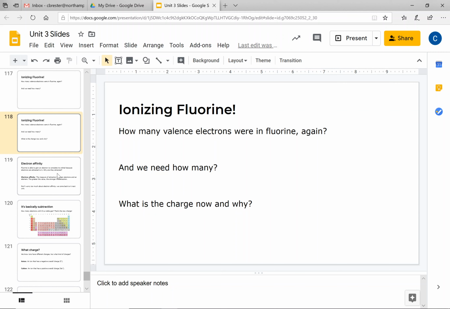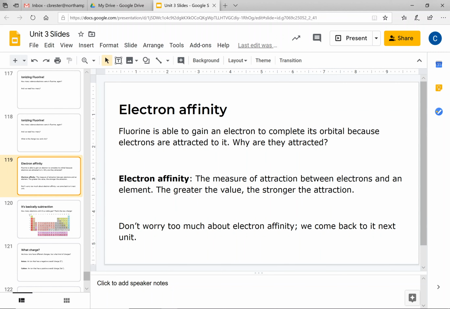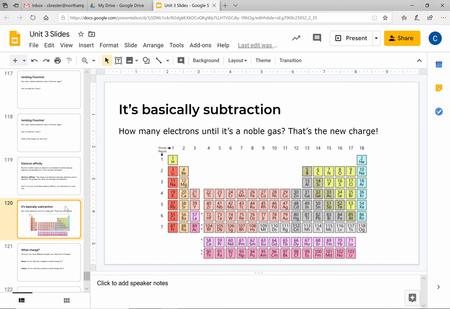We just talked about ionizing fluorine. I want to skip electron affinity for now. I do want to skip it for now. We're not going to talk about electron affinity right now. We'll bring that back for Unit 4.